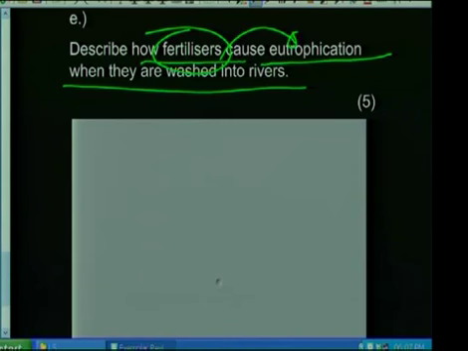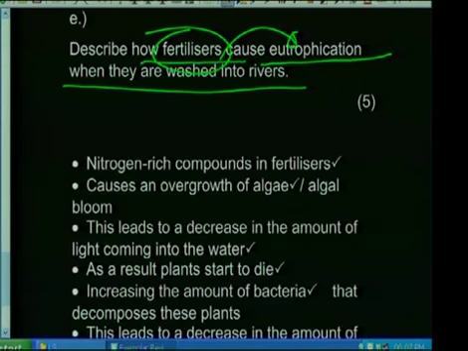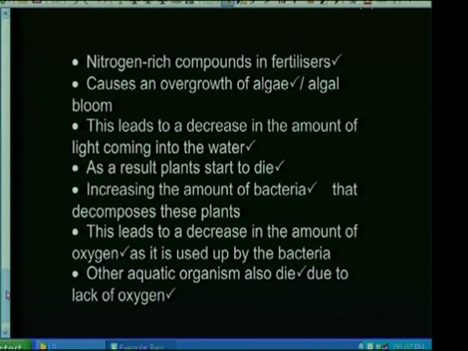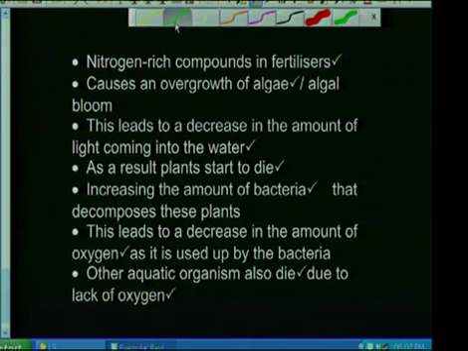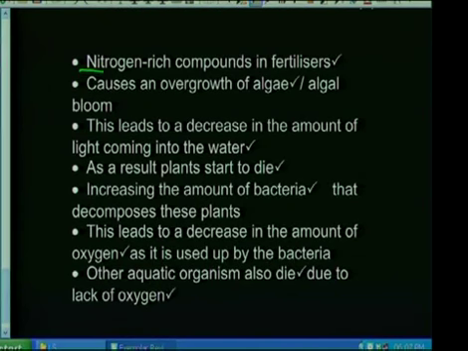Now when they get there, how do they cause eutrophication? That's a simple question you've learned in grade 10 as well, and you're extending it into grade 11. First of all, the fertilizers contain nitrogen-rich compounds. These cause overgrowth of algae and other aquatic plants. This is known as algal bloom, meaning a big, quick spurt of growth of algae. This algae now forms a layer on the top of the water.